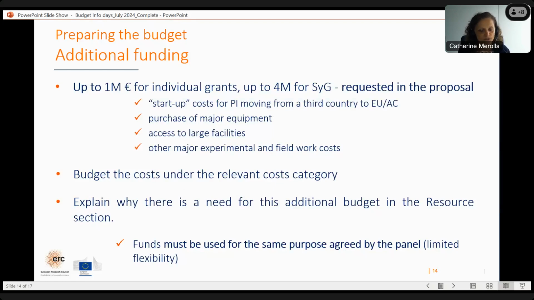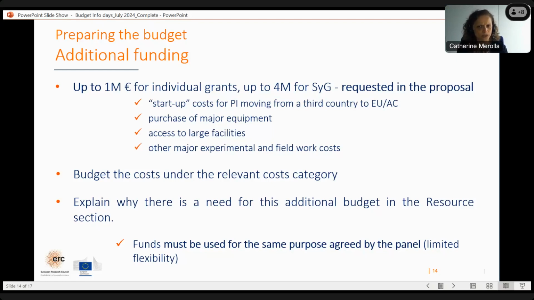And here you have the 4 categories in which you may request the additional funding. So this is according to the work program. And so here there was a question about, I think it was some kind of experiment. So animal husbandry, of course, here you see that there is a specific category called other major experimental and fieldwork cost, where you could indeed claim those costs above 1 million.